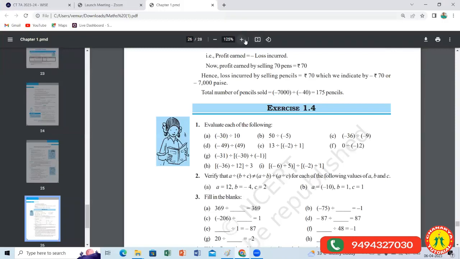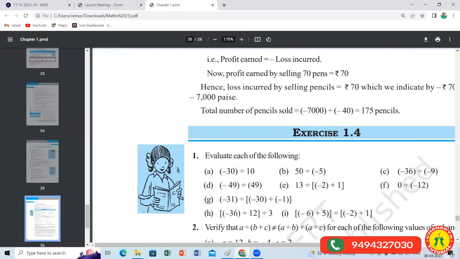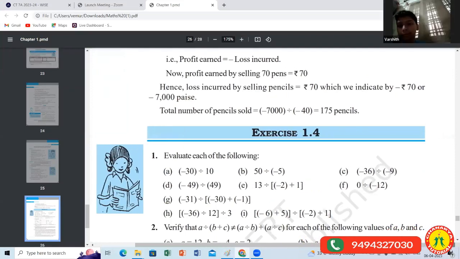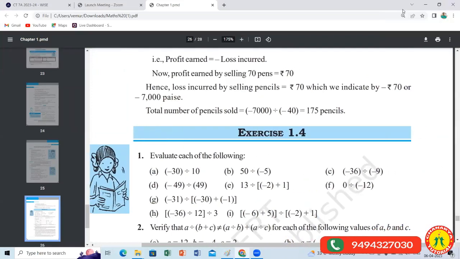First, can we start with Varshit? Varshit, are you able to see? Yes, ma'am. First two bits you can do. Evaluate each of the following. Minus 30 divided by 10 is equal to minus 3, ma'am. Very good. The second bit, Nana. Ma'am, B, 50 divided by minus 10 is minus 10... minus 5.